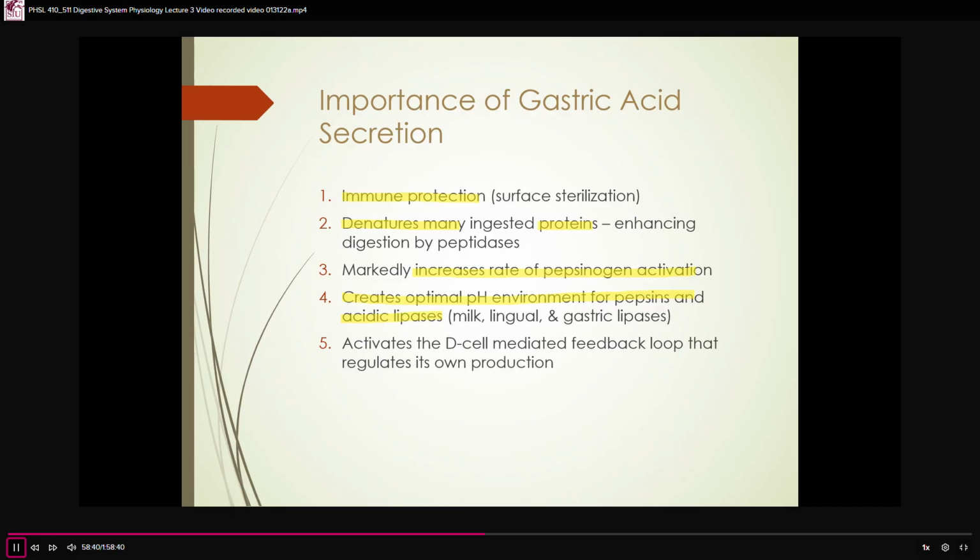And lastly, it activates the D cells, we said. And that's really important because you want to have all this maximum amount of acid production going on when there are nutrients in the system to be worked on, but you want to be able to shut it down effectively when there are no longer nutrients moving through the system, because the acid itself can be so injurious. You want it there when you need it and minimally there when you don't need it.